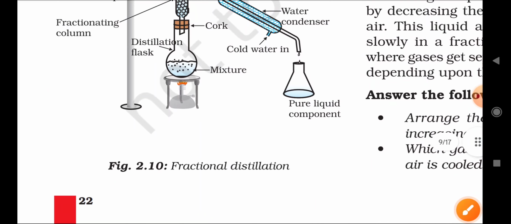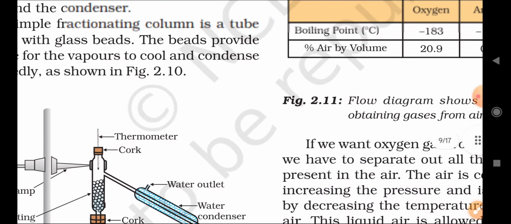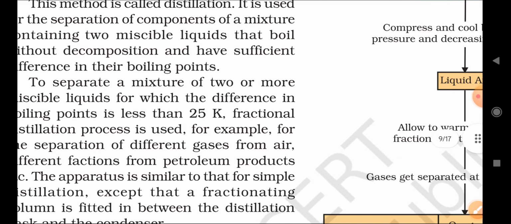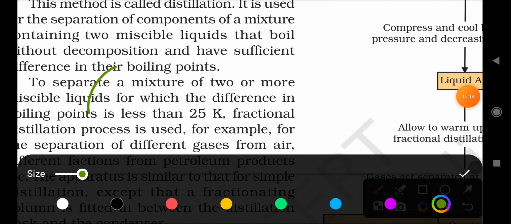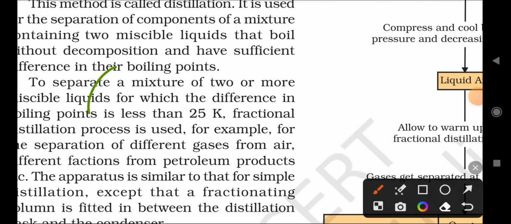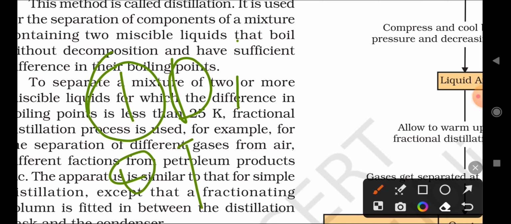These are the methods of separation of miscible liquids: one is the distillation method, another one is the fractional distillation method. These are the two methods by which we can easily separate miscible liquids.